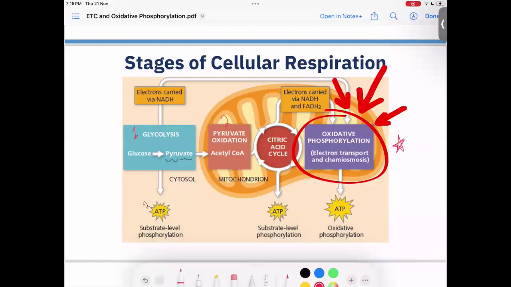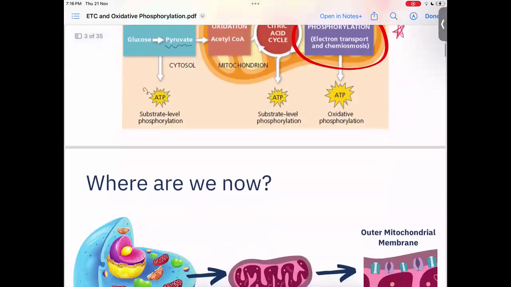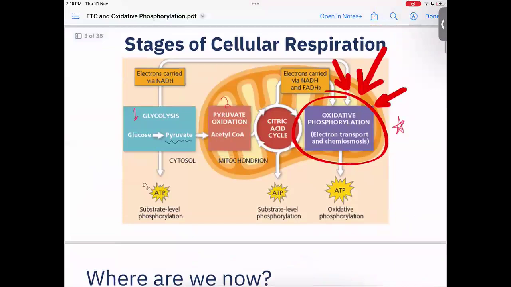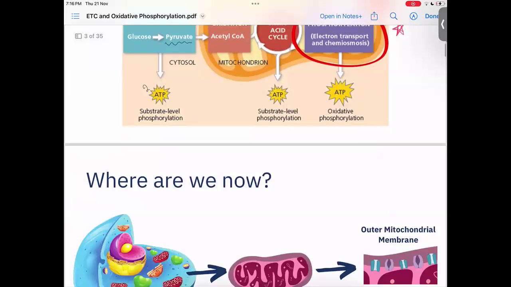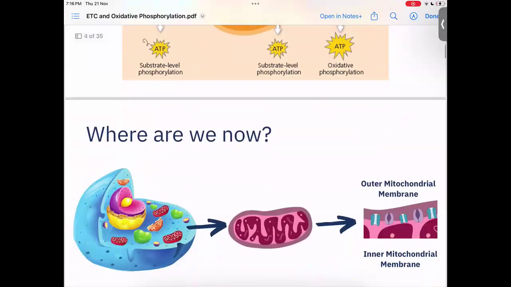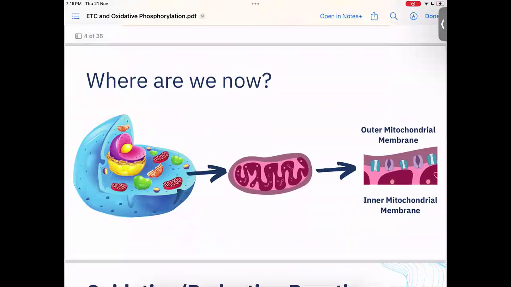Before we discuss oxidative phosphorylation, I want us to visualize where we are in the cell. So where are we now? We're obviously in the cell, and in the cell, we're in the mitochondria. But where are we exactly in the mitochondria? This is what I'm trying to reach.